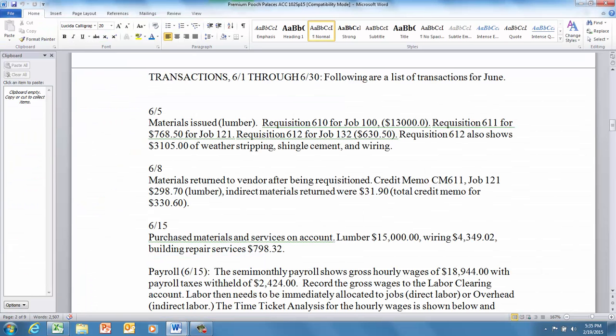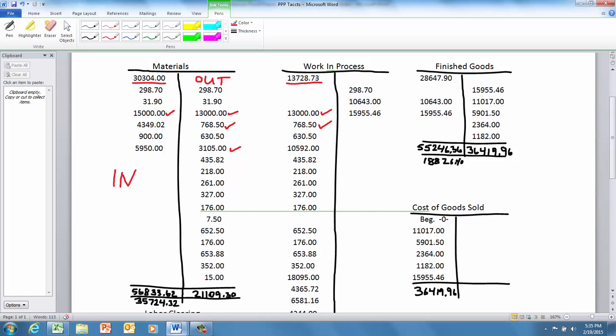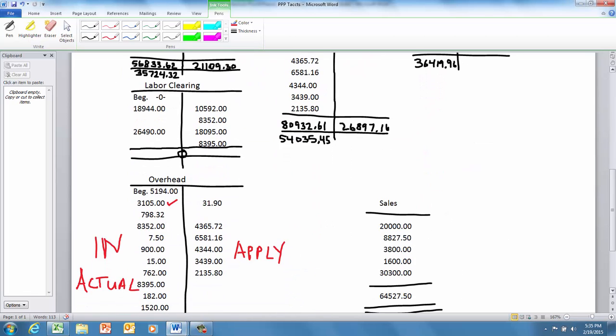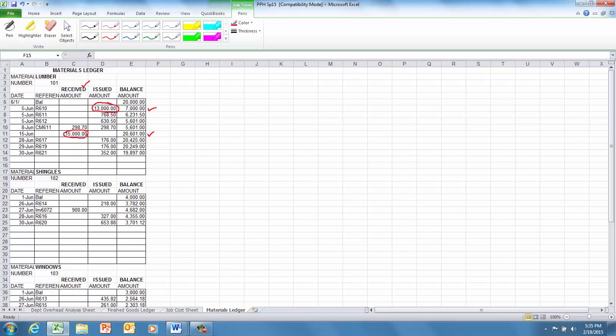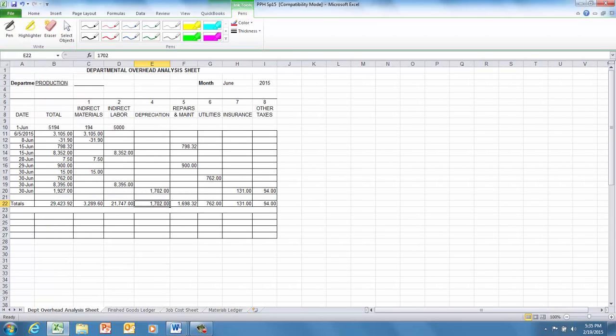Okay, we also had building repair services, $798.32. That's not a material at all, but that's where we had to pay to have some building repairs. Well, building repairs are actual overhead. So I would go to overhead, and here it is here. That's an actual overhead cost. Now I have to go to my overhead analysis sheet, put in the date. Here's the $798.32. That was repairs and maintenance, so that also goes in the repairs and maintenance column.